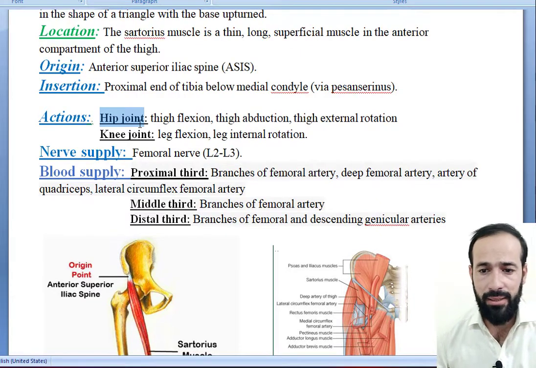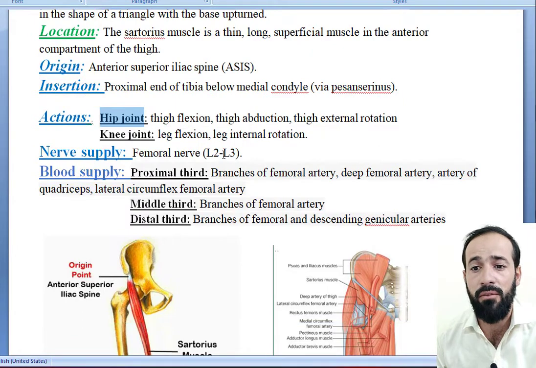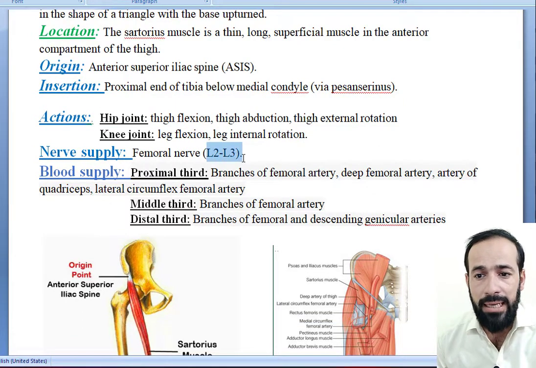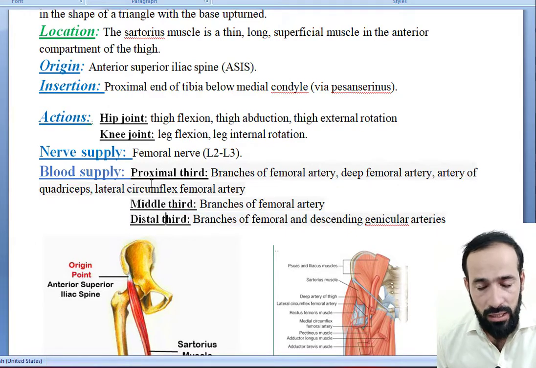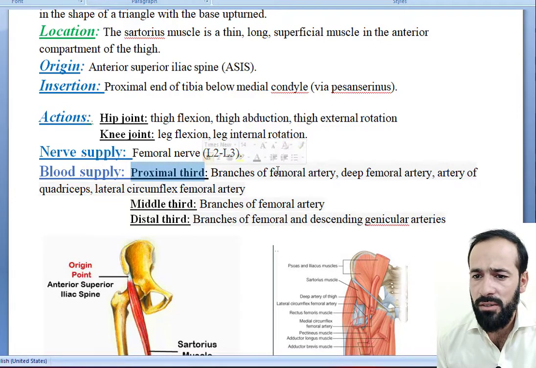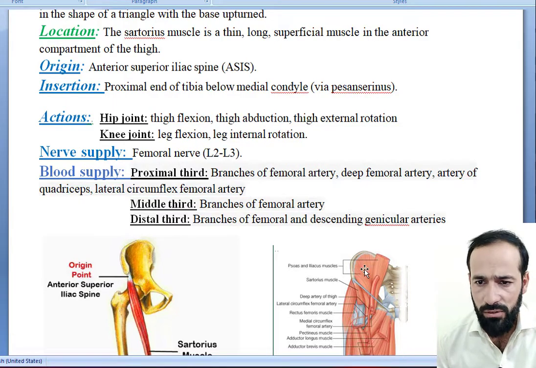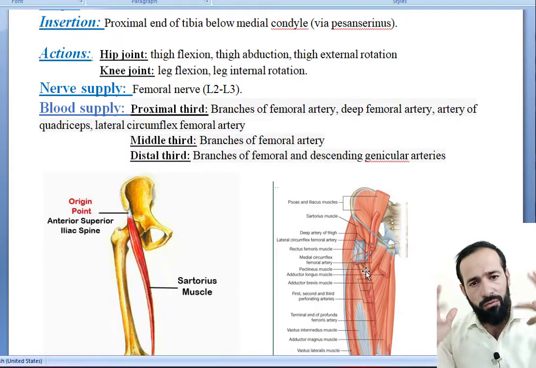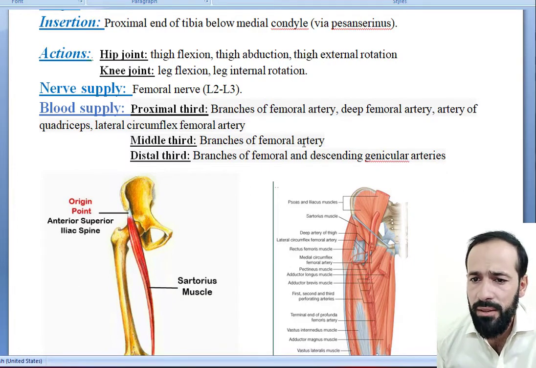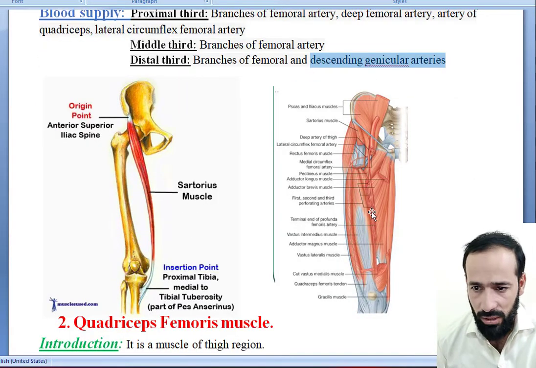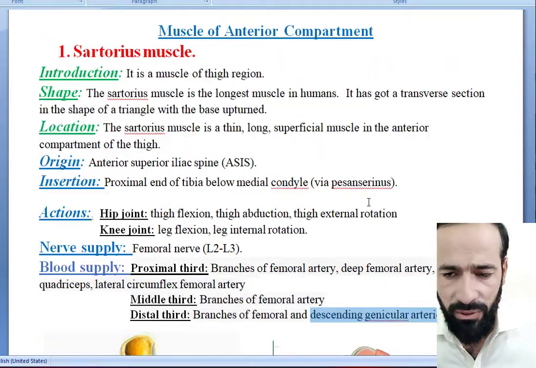What is its nerve supply? The Sartorius muscle is supplied by the femoral nerve, which comes from the branches of L2 and L3. And its blood supply is divided into three regions, right? The proximal third, middle third, and distal third. The proximal third is supplied by branches of the femoral artery: the deep femoral artery, anterior quadricep branches, and lateral circumflex arteries. The middle third is supplied by branches of the femoral artery, and the distal third by branches of the femoral and descending genicular arteries. So all these are branches of the femoral artery.